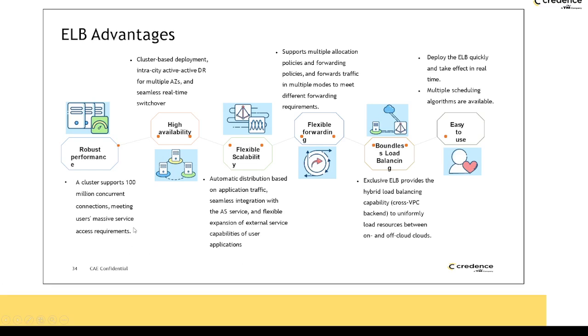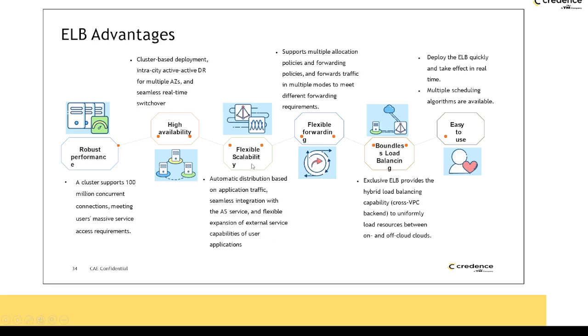So what is the meaning of robust performance? Let's say a cluster supports 100 million concurrent connections, meeting users' massive service access requirements. It is able to support this many connections. Okay, ELB is able to do this. High availability: the cluster-based deployment is intra-city active-active DR for multiple AZs, availability zones, with seamless real-time switchover. If there is a disaster, it is able to switch between AZs effectively and quickly.